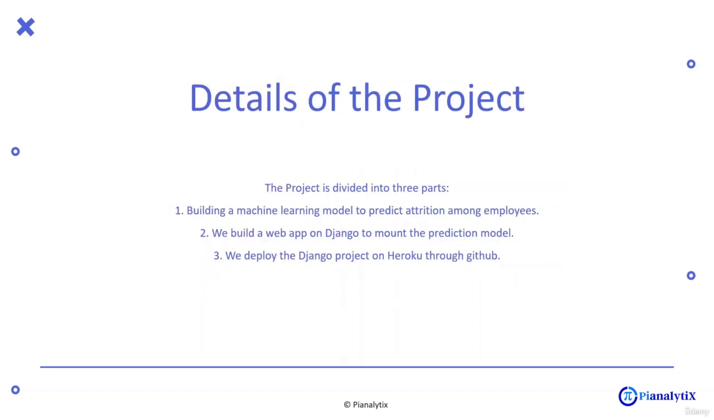Now, details of the project. The project is divided into three parts: building a machine learning model to predict attrition among employees, building a web app on Django to mount the prediction model, and lastly, deploying the Django project on Heroku through GitHub.